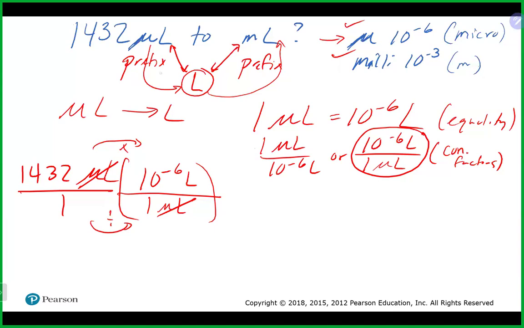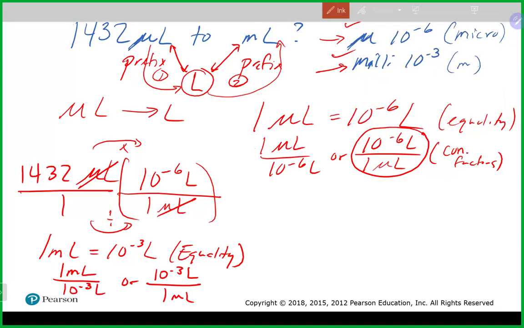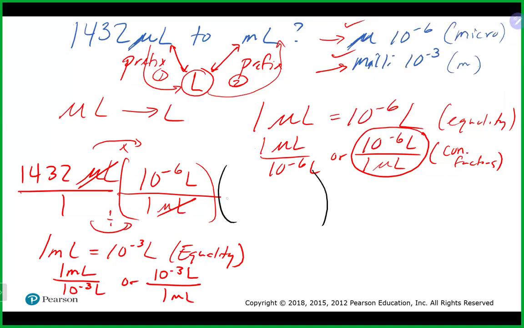I now need to do the second step, right? Which is liters to milliliters. So that is going to now take me to my milli conversion. And I know that milli is 10 to the minus 3, which means 1 milliliter is 10 to the minus 3 liters, giving me my equality I could use for my next part of my calculation. And that gives me my two conversions, 10 to the minus 3 liters up on top and 1 milliliter on the bottom, or the reverse. So if I continue on without getting an answer, I'm just going to put another little bracket there.